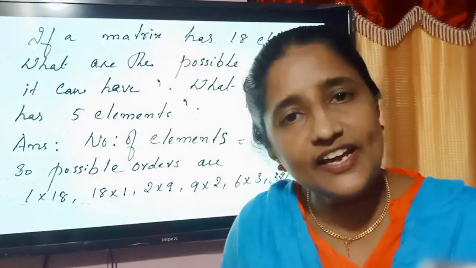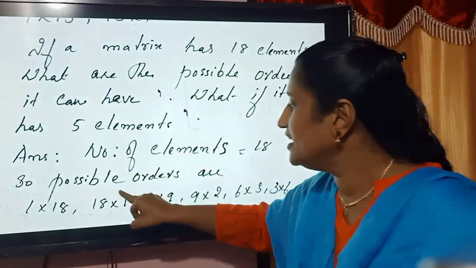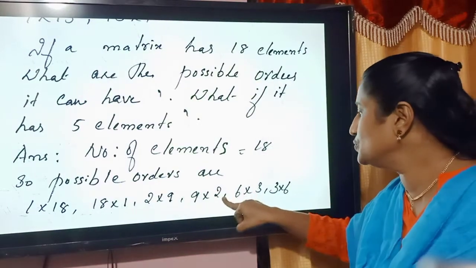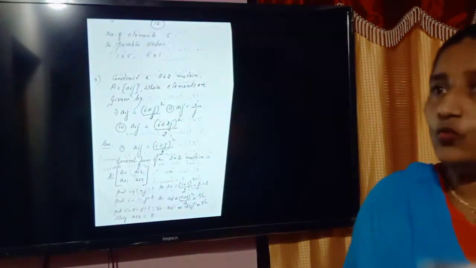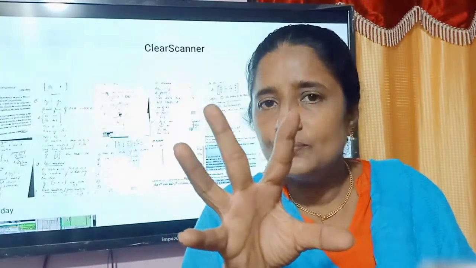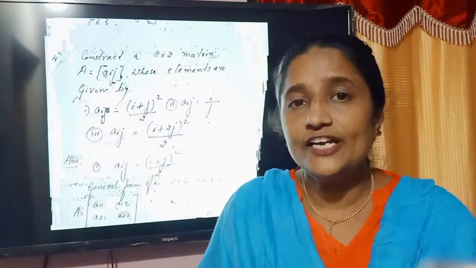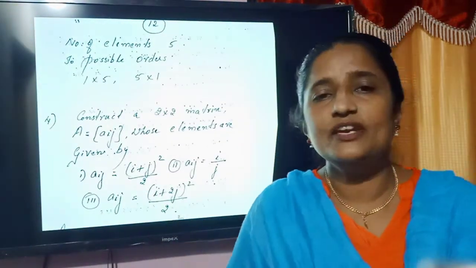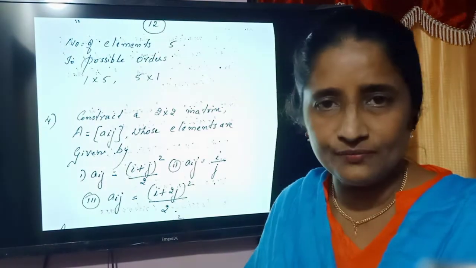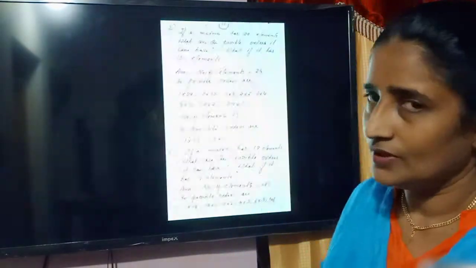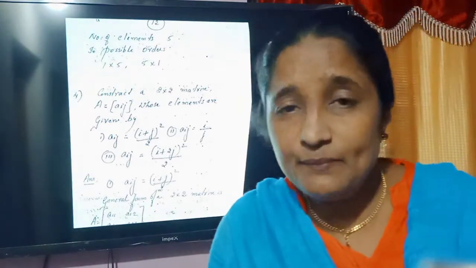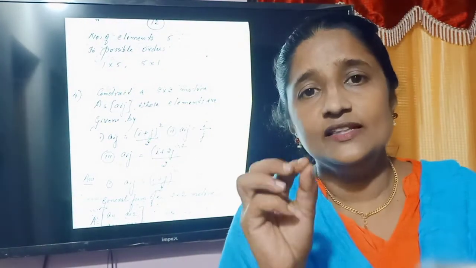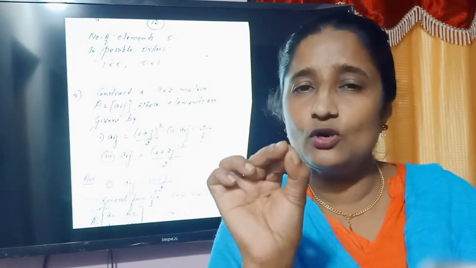So what are the possible ways? The possible orders are 1 by 18, 18 by 1, 2 by 9, 9 by 2, 6 by 3 and 3 by 6. And the second part of this question is, what happens if the number of elements is 5? See, what type of number is 5? 5 is a prime number. So how many factors are there in 5? 1 and 5. So the possible orders are 1 by 5 and 5 by 1. Did you understand? If the number of elements is a prime number, the maximum number of possible orders is only 2.